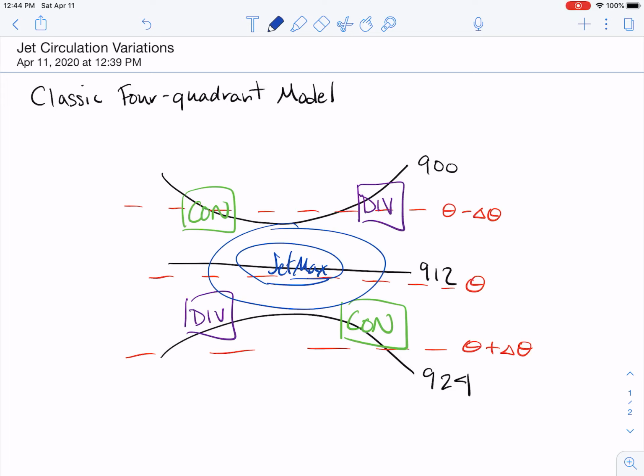The strength of these secondary circulations that are associated with this divergence-convergence pattern, the thermally indirect circulation in the jet entrance region and our thermally direct circulation in our jet exit region, are going to be directly proportional to how fast the wind is flowing through our jet max, because that is going to be related to the acceleration of those parcels that are moving through.